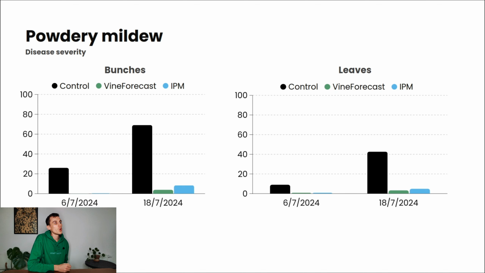And now let's have a look at the results for the powdery mildew trial. The untreated control showed really strong damage by powdery mildew, especially for the bunches. On the 18th of July, about 70% of the bunches were damaged by powdery mildew, whereas for the VineForecast and the IPM trial, the damage was way less. The leaves were a bit healthier, but still quite some damage in the control, and as well you can see some damage in the VineForecast as well as the IPM trial.